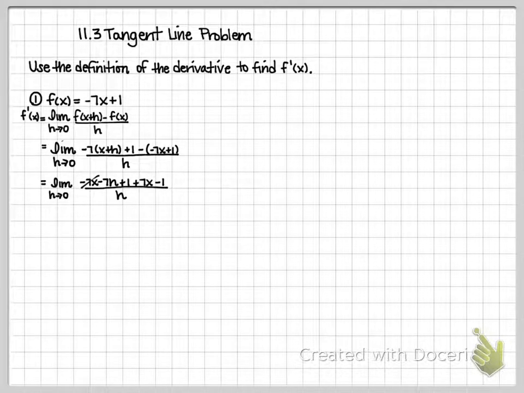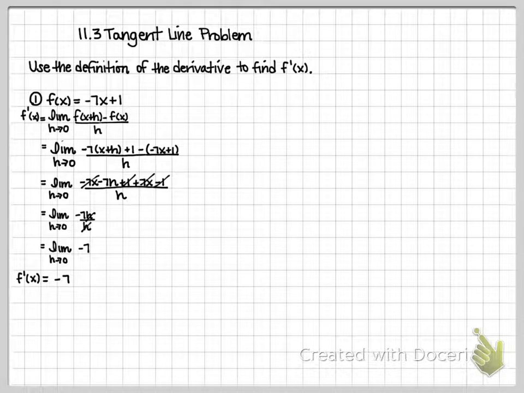So everything without the h's had better cancel. If it doesn't, we made a mistake. So I still haven't evaluated my limit, which means I'm carrying it with me the entire time. So the limit as h approaches 0. Now looks like I have negative 7h over h. My h's cancel. So I have the limit as h approaches 0 of negative 7. There's no h left anymore, so this is just negative 7. If there was an h to plug in, you'd plug it in. So what this is saying is that f prime of x is equal to negative 7.